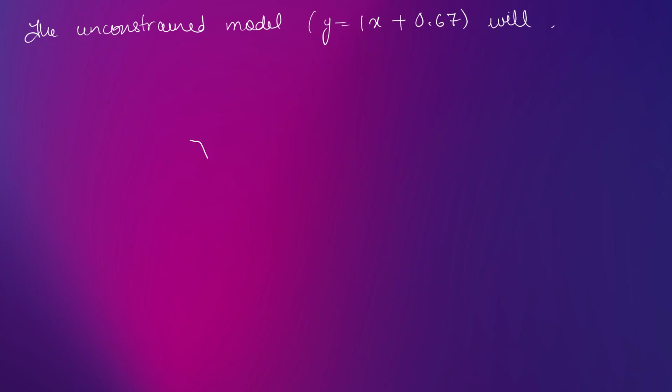Now, the unconstrained model, that is y is equal to 1x plus 0.67, will have a lower or equal SSE.